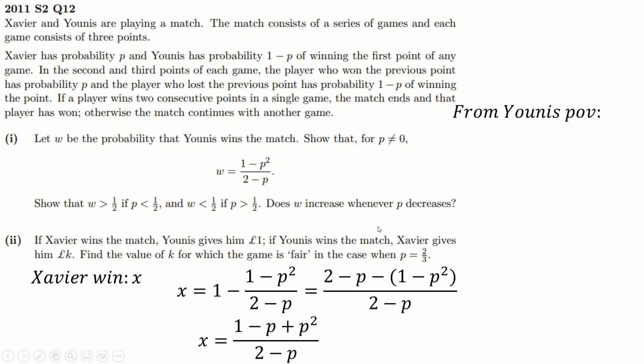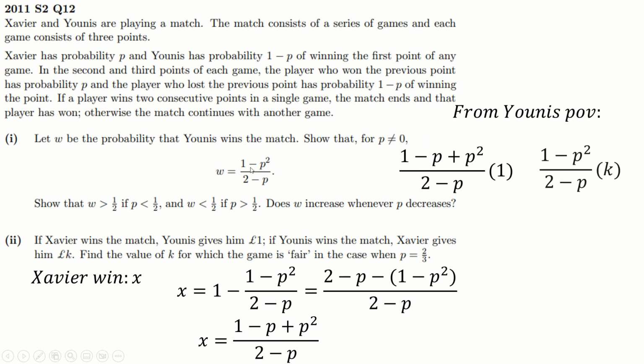And so from Eunice's point of view, he's going to give away £1 with this probability. So we can just do this times by 1 to find how much he's giving away. And we need to make that the same as the amount that he wins. So that will be K times the chance of him winning. So we want those two things to be the same for this to be fair.